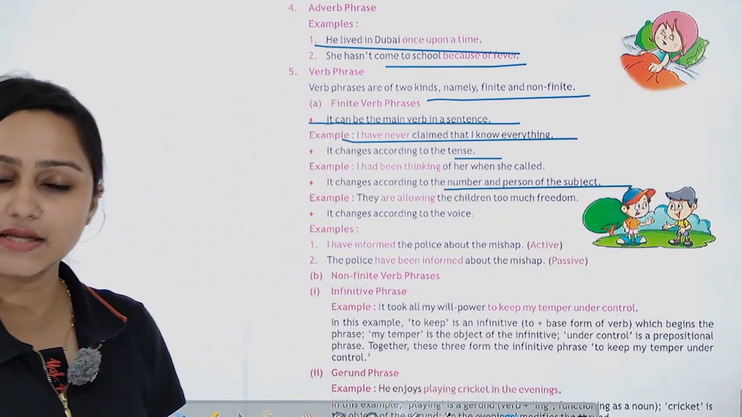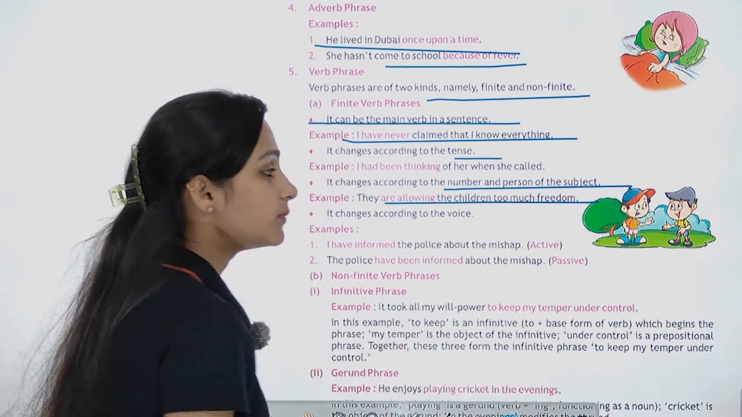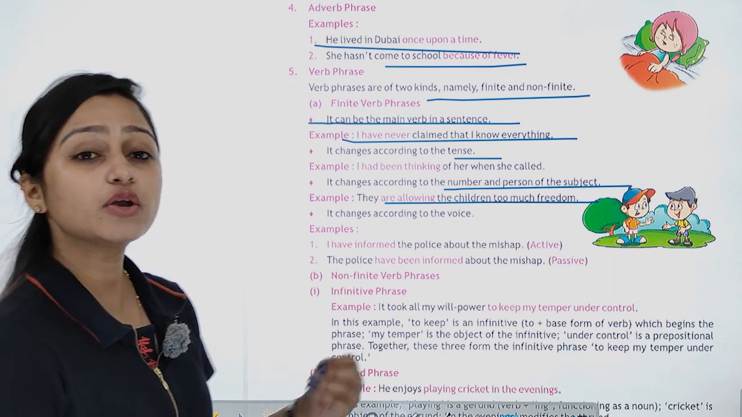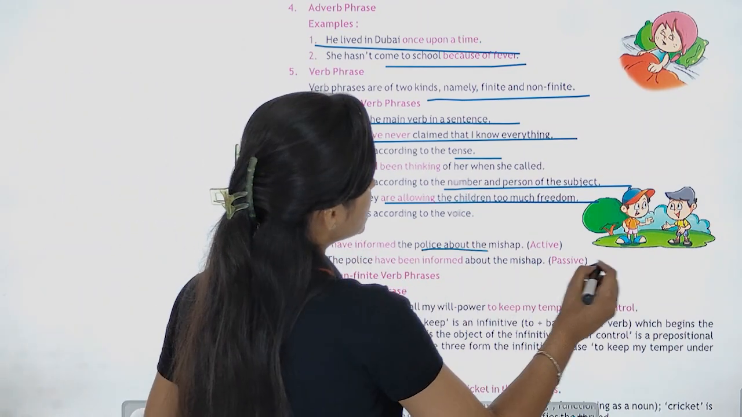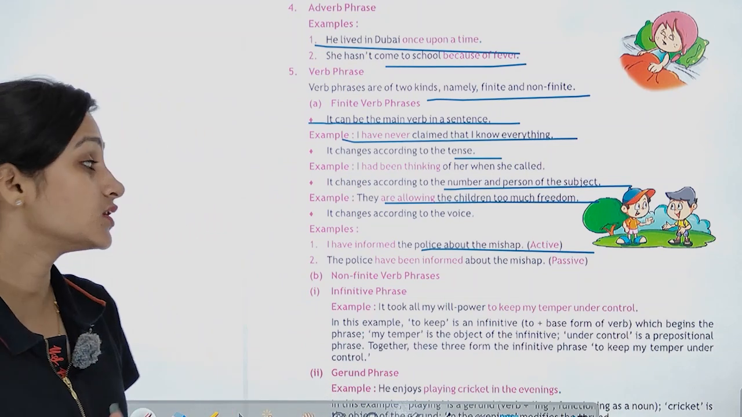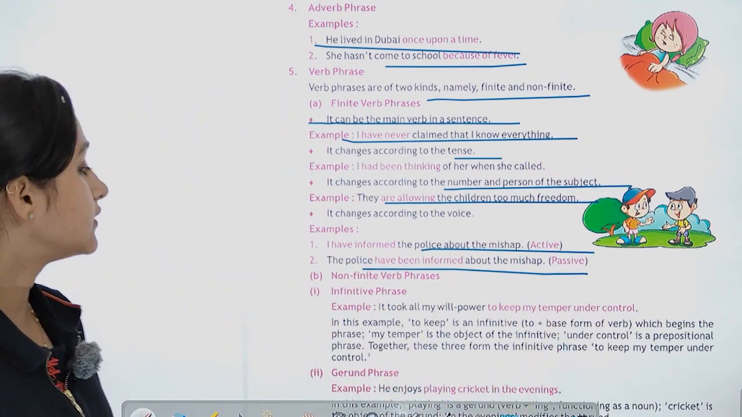Number of person of the sentence के according भी change होता है. They are allowing the children too much freedom. It changes according to voice. Active or passive voice के according भी change होता है. I have informed the police about the mishap. Active voice. The police have been informed about the mishap. ये क्या है? Passive voice है.